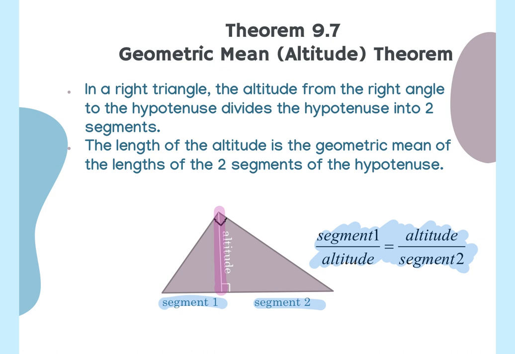Sometimes you're going to get both segments and you're looking for the altitude length. Sometimes you're going to get one of the segments and the altitude and you're looking for the other segment length. You will eventually be able to cross multiply and either square root or cross multiply and divide to solve this proportion. But again, segment 1 over altitude equals altitude over segment 2.